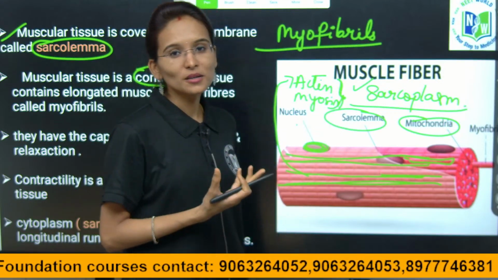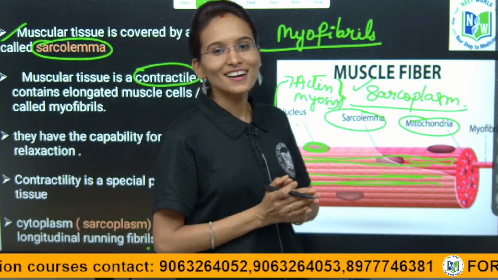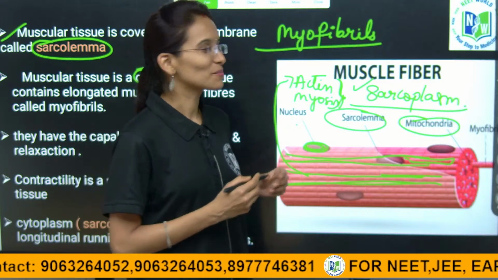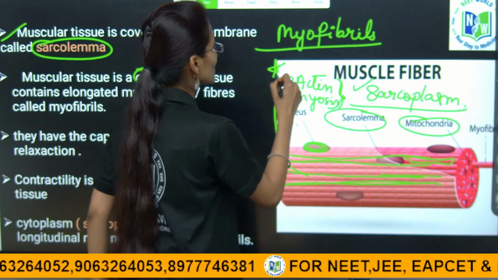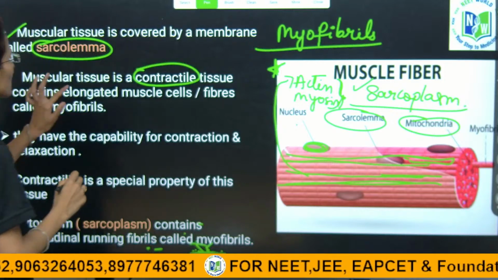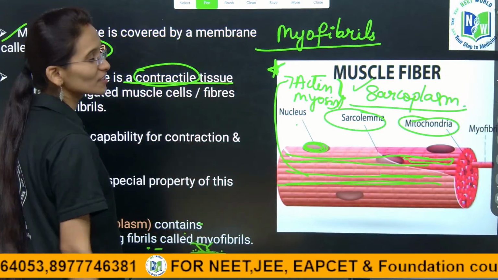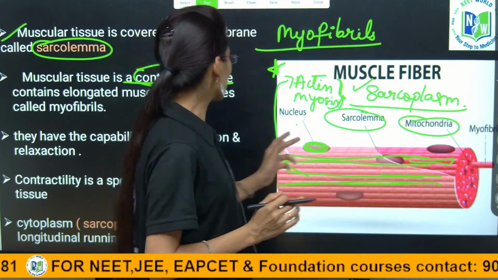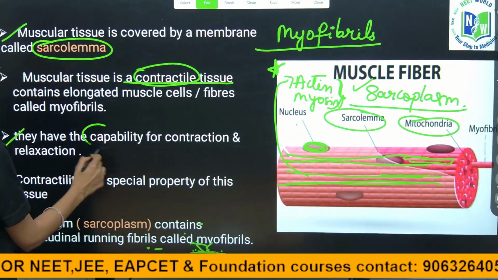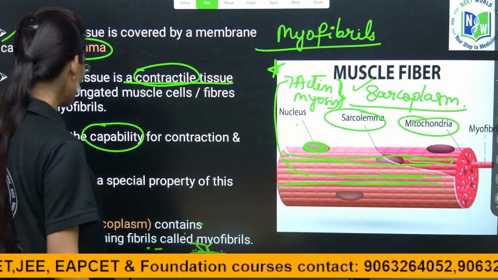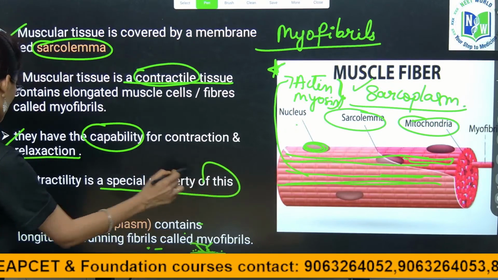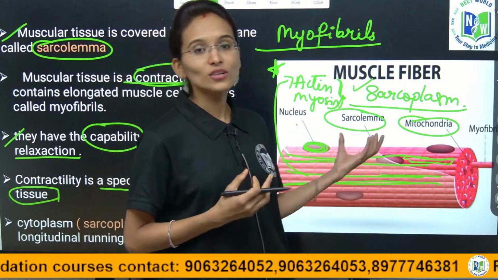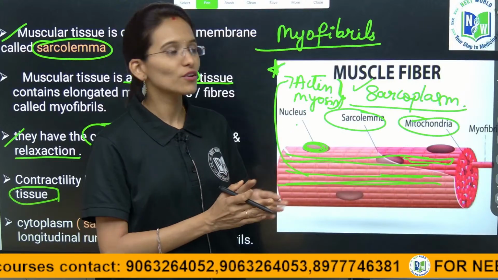It is very good to remember. This is apart from your NCERT, but it is always good to learn some extra information regarding the concept, so I request you to remember, students. Muscular tissue is a contractile tissue. It means you can contract your muscles and you can relax your muscles. Showing contractility is the specialized property of this muscular tissue.